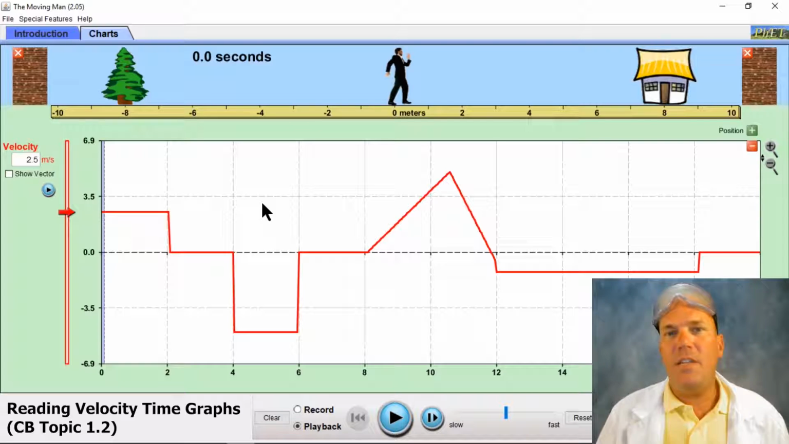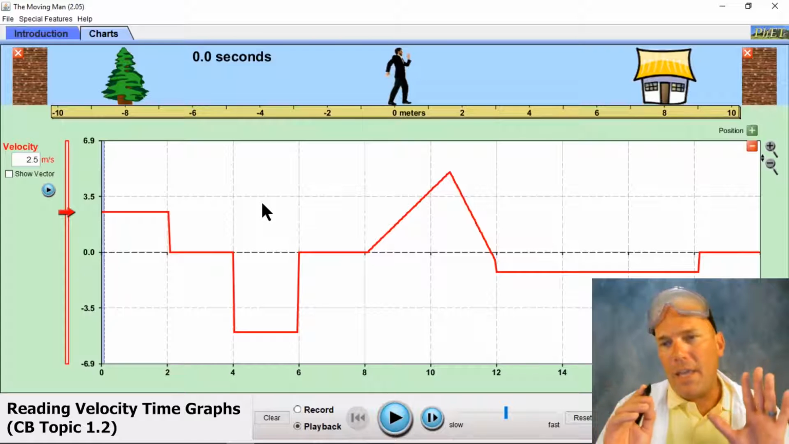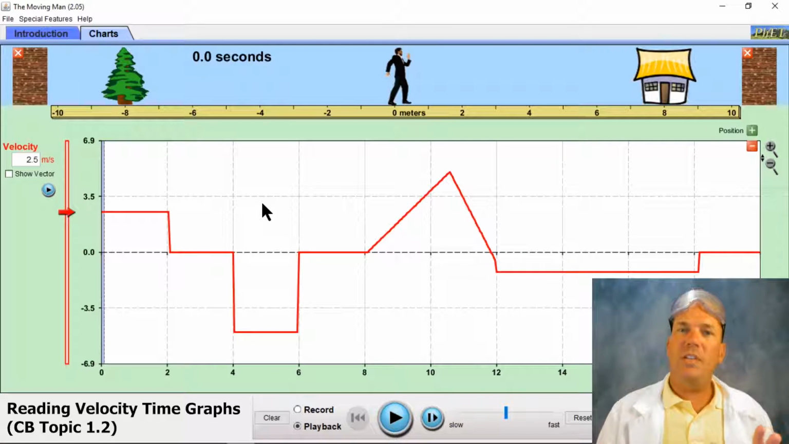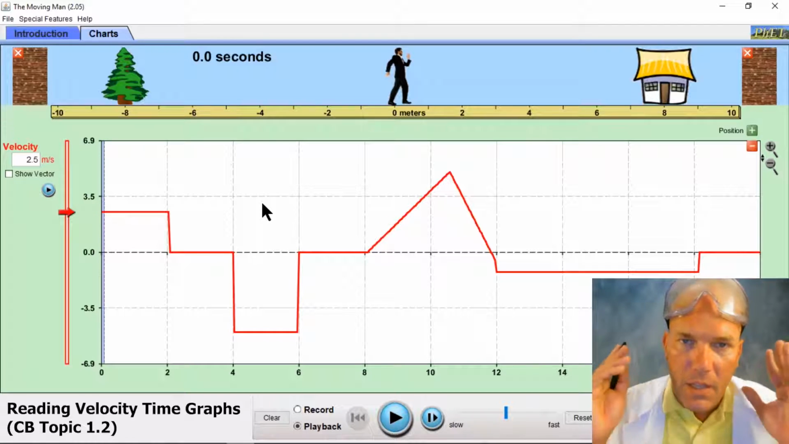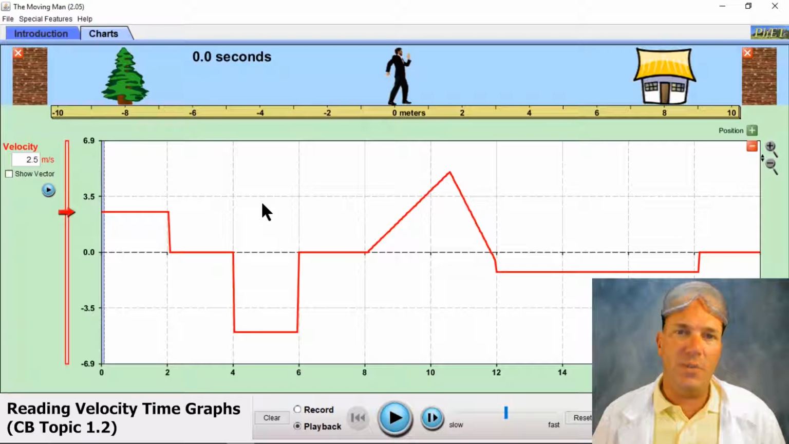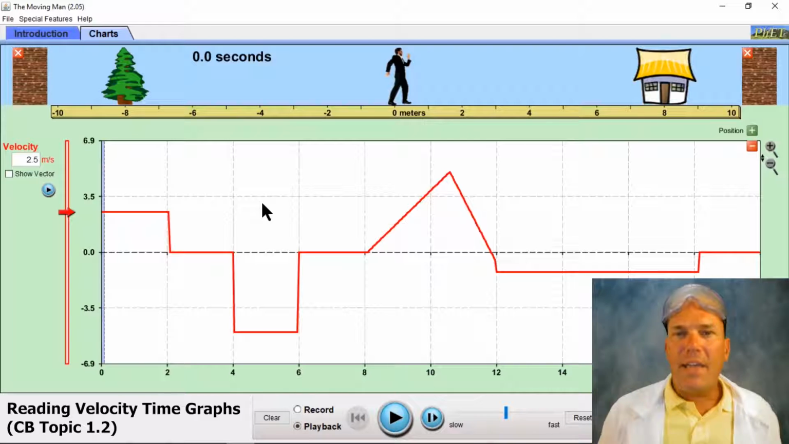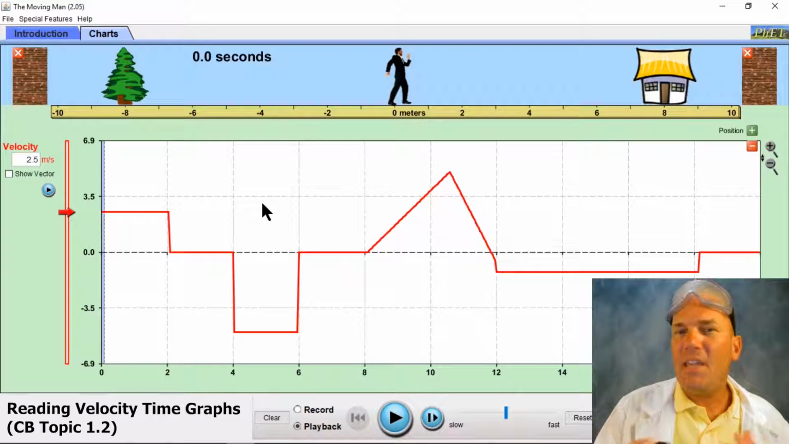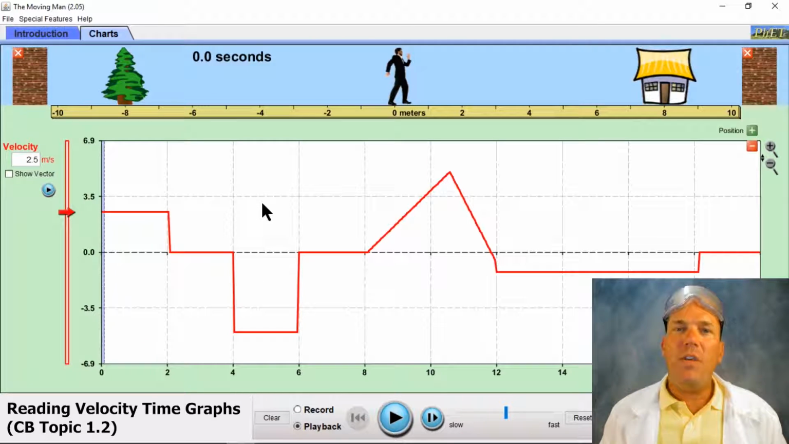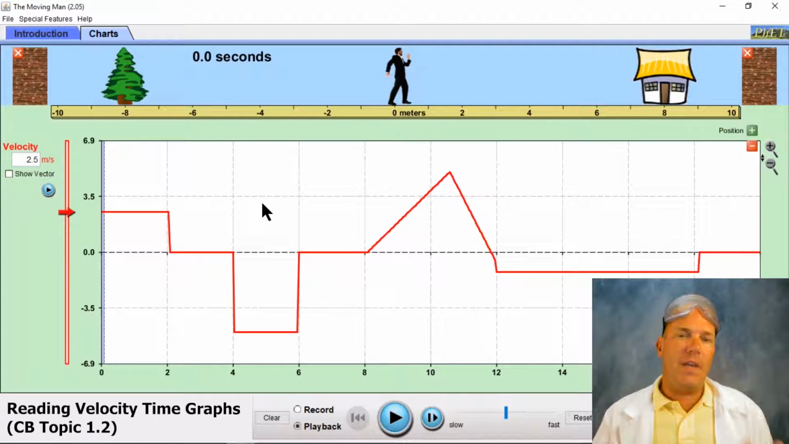The moving man's initial starting position is at 0 meters. And throughout these 8 different segments, I want you to consider the areas where there's a positive slope, a negative slope, a slope of 0. Areas where we cross the x-axis. What does that mean? How do we see that motion in the moving man? And how can we relate that back to the position as a function of time graph?